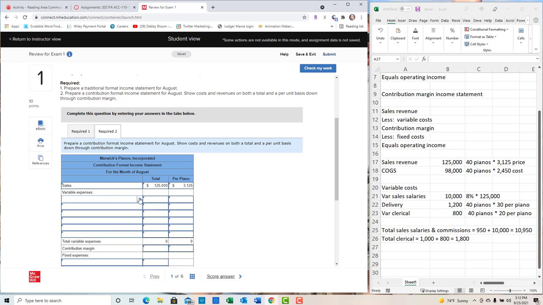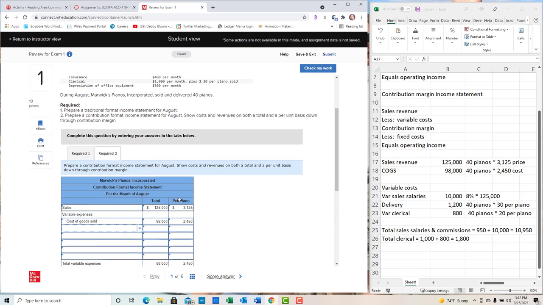Our first variable expense is cost of goods sold. And we calculated that off to the right is $98,000. And it was given in the problem that our average cost per piano is $2,450.